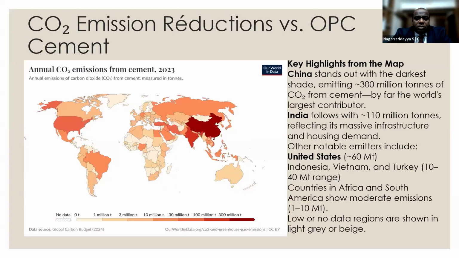So this is the statistics of overall carbon emissions. If you see the map, China is contributing almost 300 million tons of CO2, and India is producing around 110 million tons, followed by the United States at 60 million tons, then Indonesia, Vietnam, and Turkey between 10 to 40 million tons. So this is the volume of CO2 being emitted by various countries.